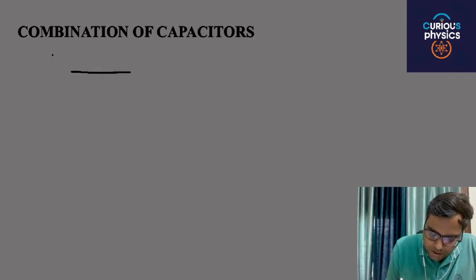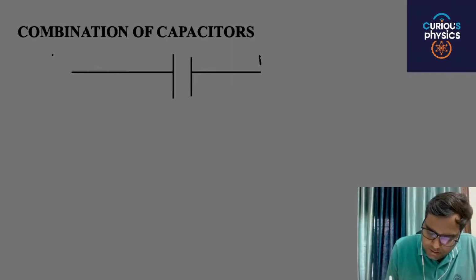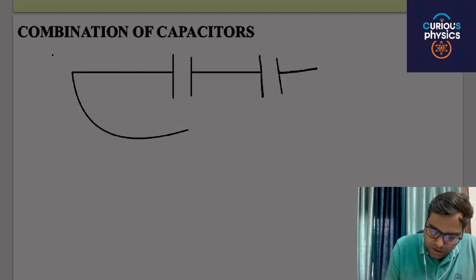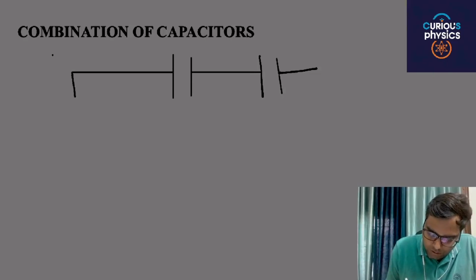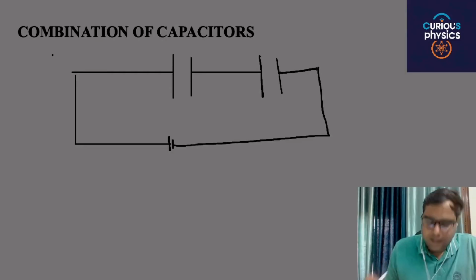So this particular capacitor, this is positive. This is one capacitor. This is the second capacitor. And this particular combination is, let's say, connected to a battery, or you can say energy source.